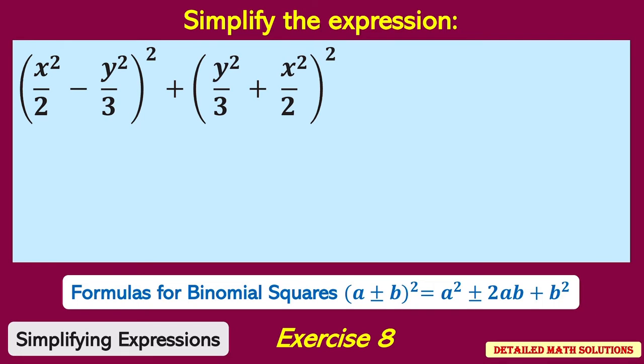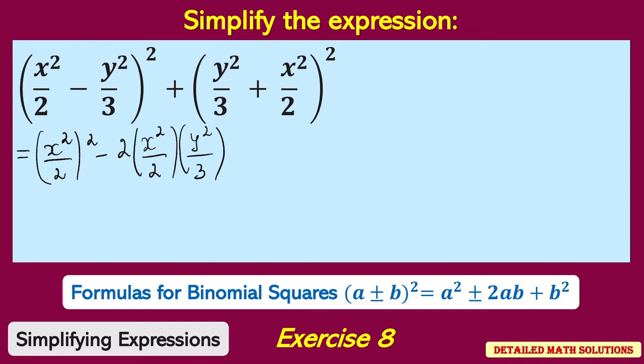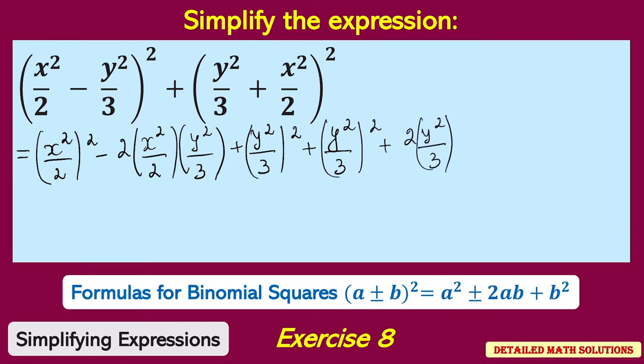Therefore, when I apply the formulas for each binomial square, this expression equals (x²/2)² − 2 times x²/2 multiplied by y²/3 + (y²/3)² + (y²/3)² + 2 times y²/3 multiplied by x²/2 + (x²/2)².